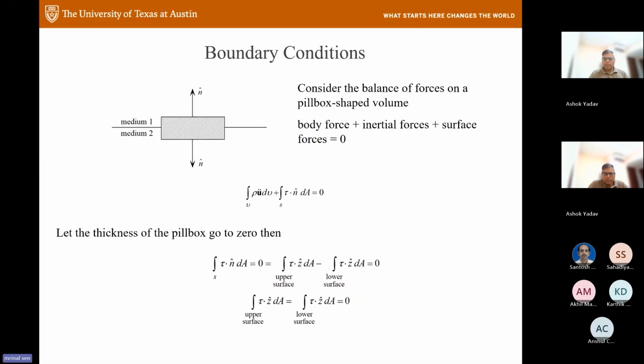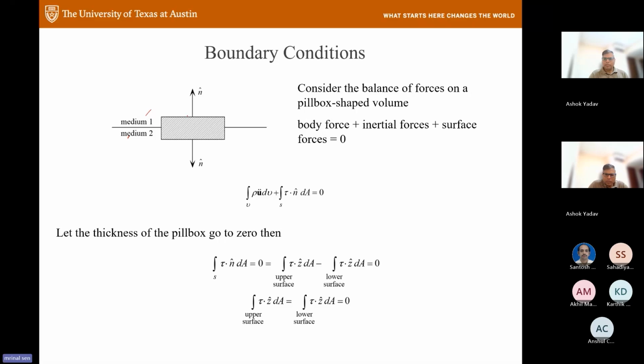So how do you compute reflection coefficients first? For that, we have to consider boundary conditions. Okay, when the waves hit an interface, what happens to it? To be able to understand that, again, we go back to the basic equations. So let's say that I have an interface here. This is medium 1, and this is medium 2, and this is my normal direction.